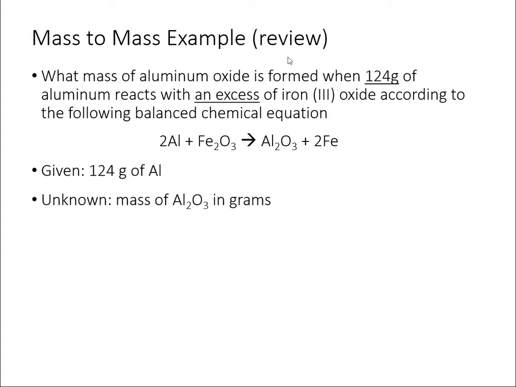Well, the first thing we need to do is get our given and our unknown. Our given is 124 grams of aluminum. And then our unknown, or asked for, is the mass of aluminum oxide. And we know that we'll get that in grams. The next step of the explicit method is to actually come up with a plan. Let's think about how we would solve this problem.